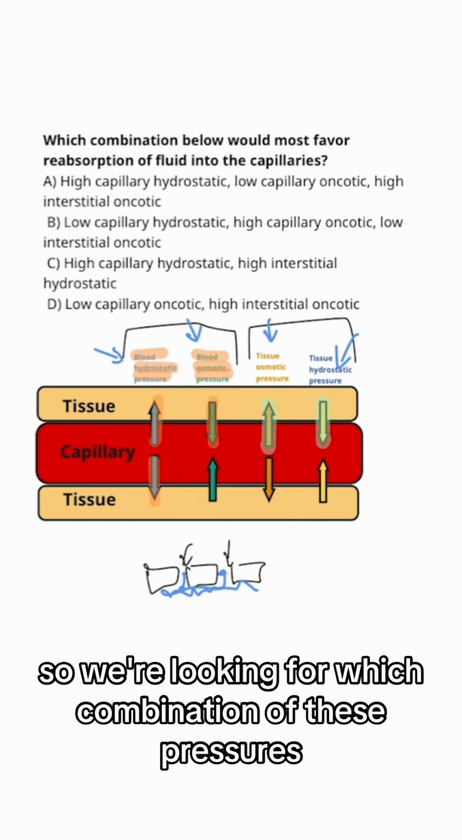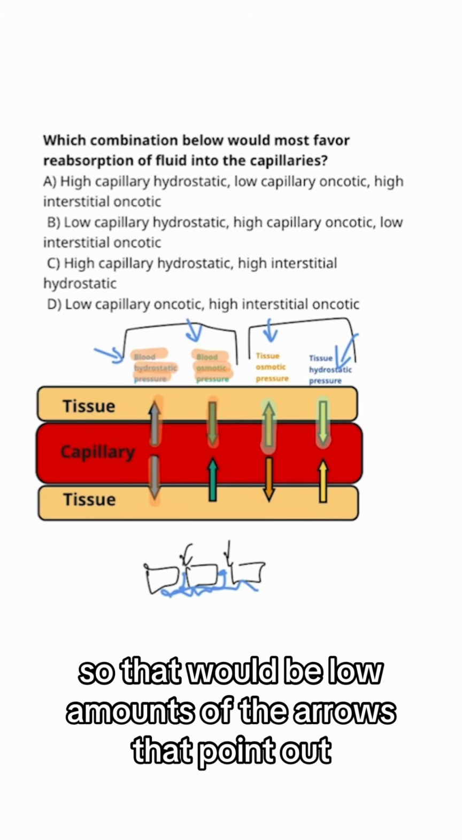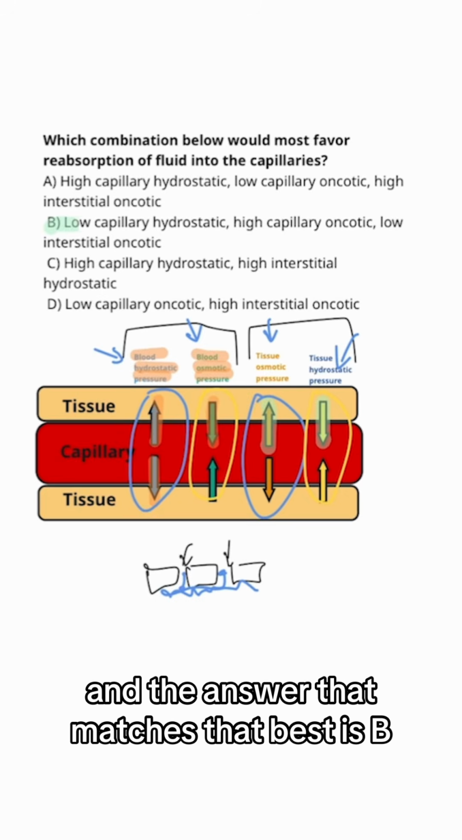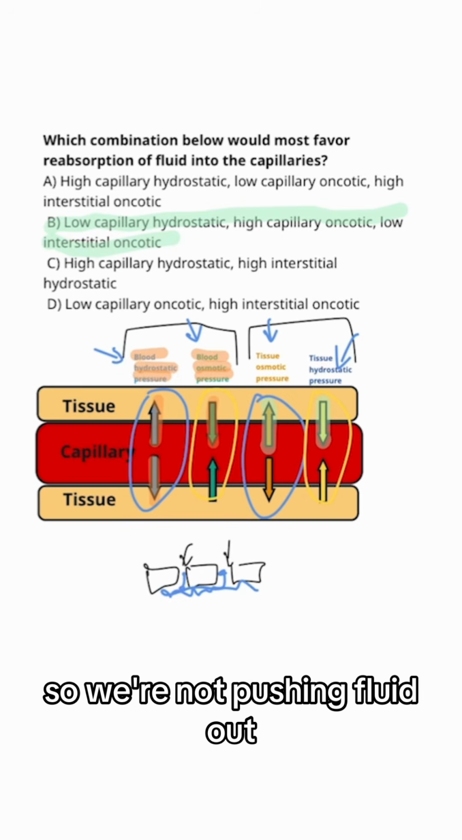So we're looking for which combination of these pressures leads to the most movement of fluid into the capillaries. So that would be low amounts of the arrows that point out and high amounts of the arrows that point into the capillaries. And the answer that matches that best is B, because we have a low capillary hydrostatic, so we're not pushing fluid out.